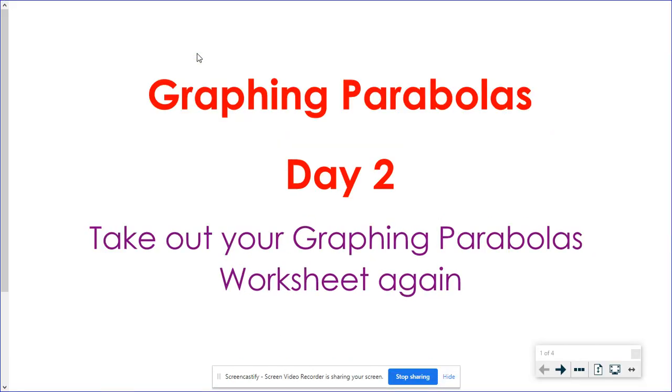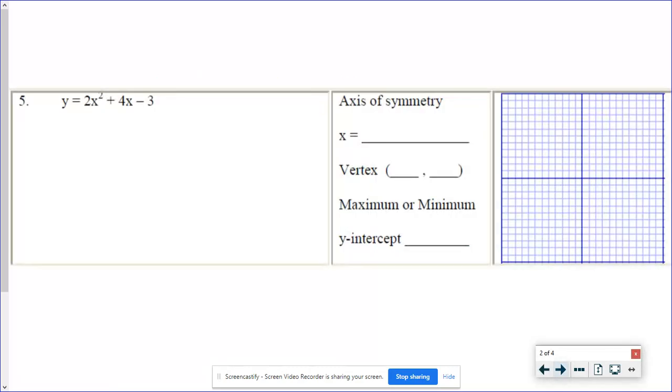Hello again, algebra students. We're going to spend another day graphing parabolas. Today, your work is going to be the back side of the same worksheet we were working on yesterday. So this is the second day of it. Nothing new except that in the first half of the worksheet, we only had two numbers to work with, either the A and the B or the A and the C.